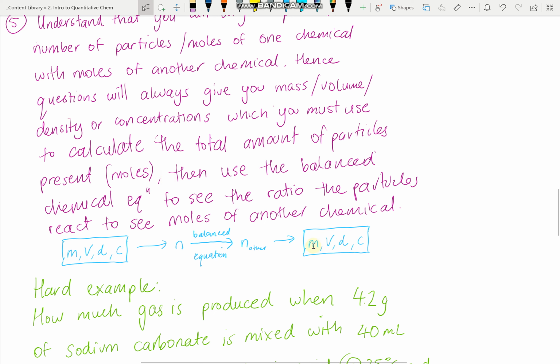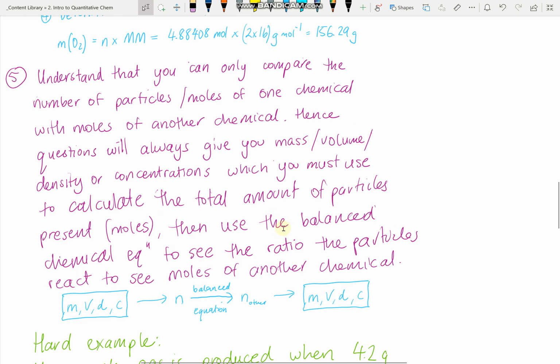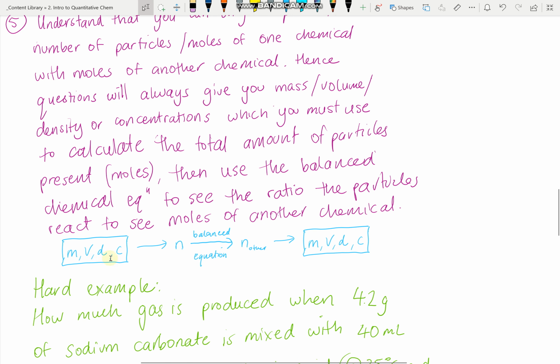And this whole big blurb just talks about how questions are set up. Okay, so questions are set up so that you get given the mass and volume or density and concentration. They give you some indirect way to figure out the amount of particles you're working with. And then you use the particles you're working with to figure out how many particles you need or will make of another chemical species, and then you take that back into mass, volume, density, or concentration.